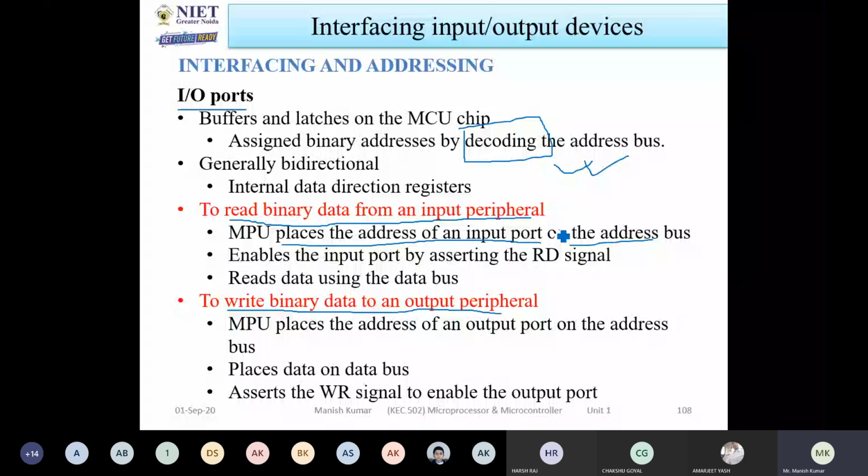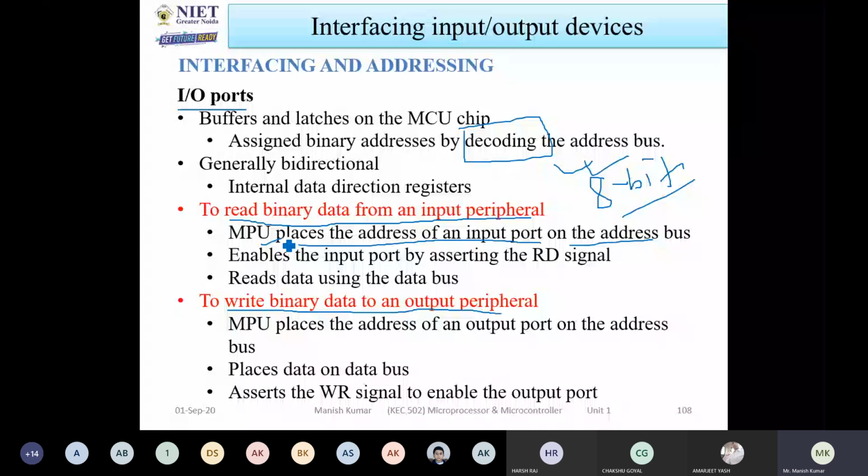After that, you have to enable the input port by asserting the read signal. Whenever you provide the read signal, it means you are able to read the data. The processor then reads the data using the data bus. With the help of the data bus, you can read that particular data.